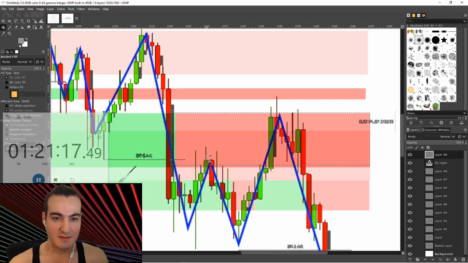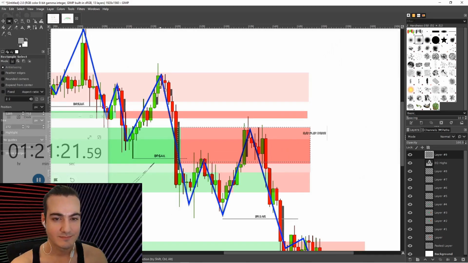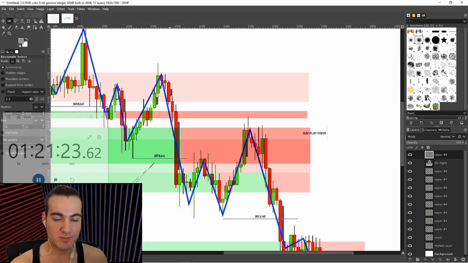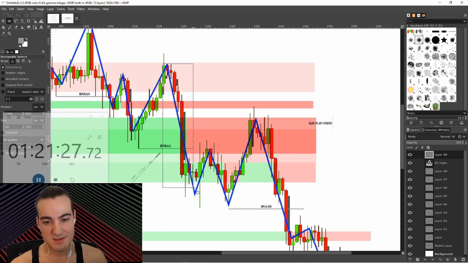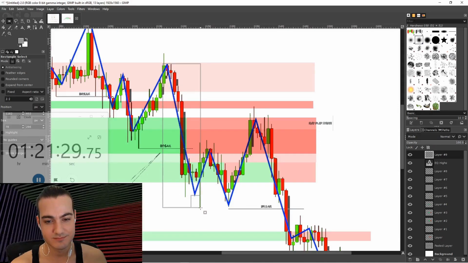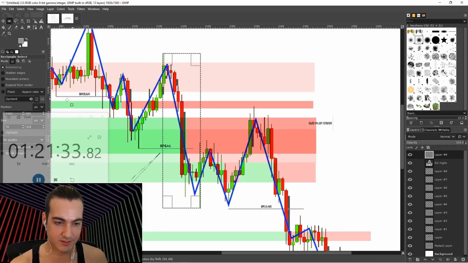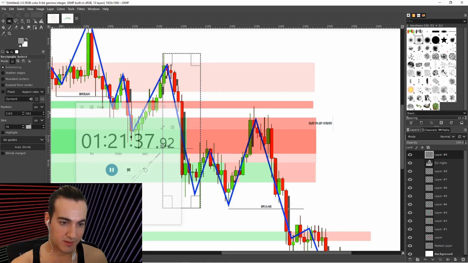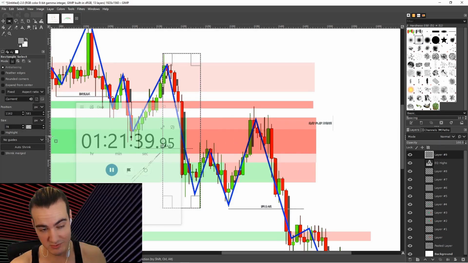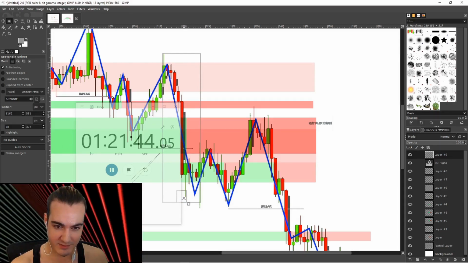So if we were looking at this from another perspective, we were drawing our premium discount zone from the top to the bottom. Let's say that is 318 pixels. So we'll take that down to 160 pixels.